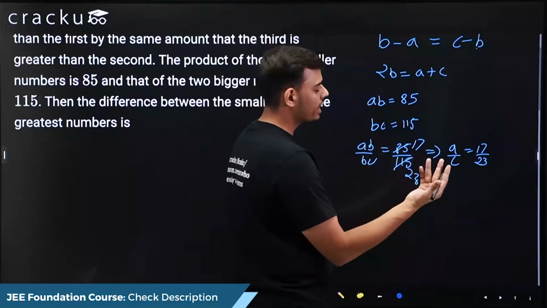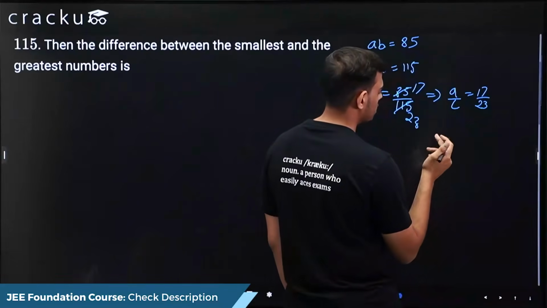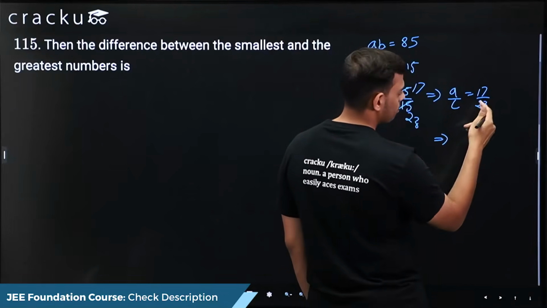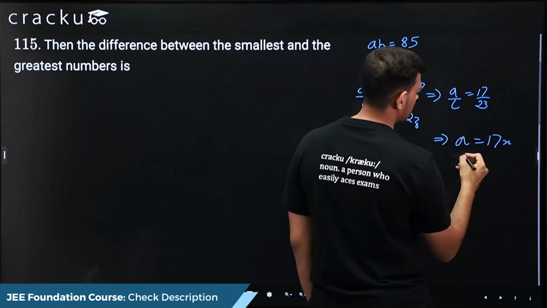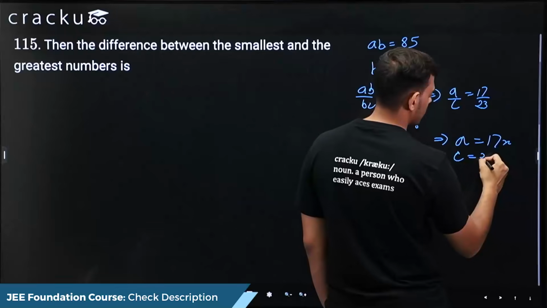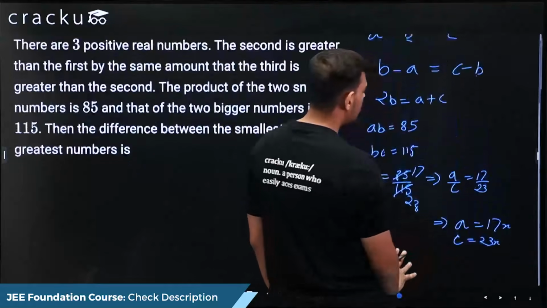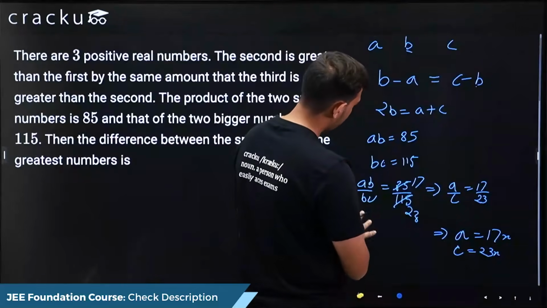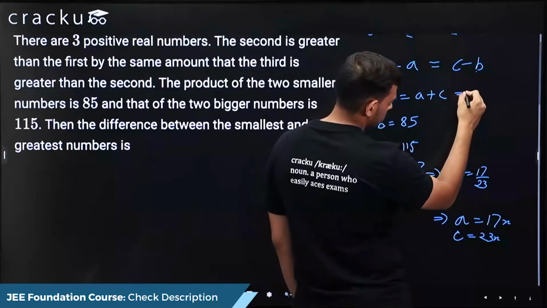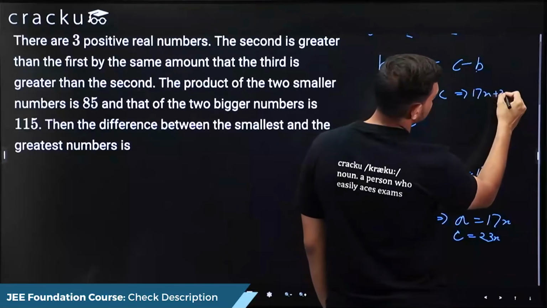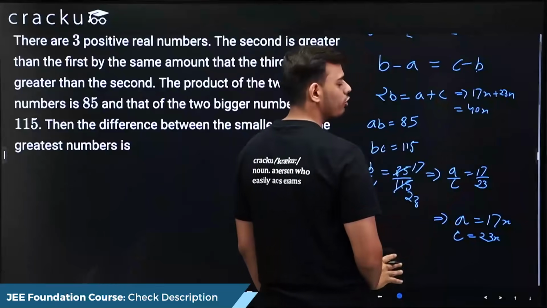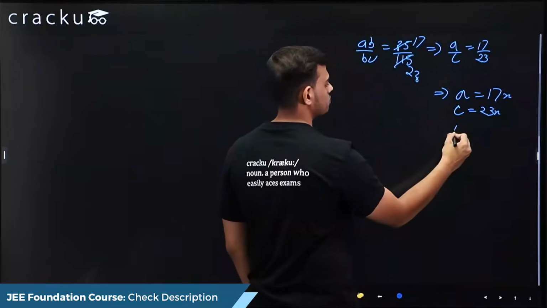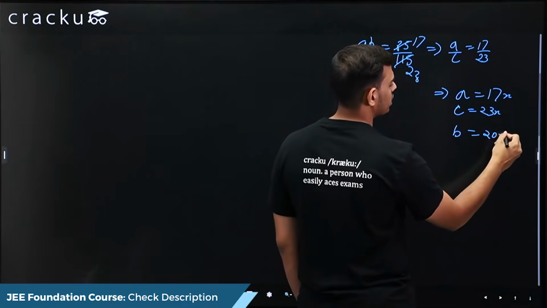If I take some kind of constant of proportionality, I'll get A equals 17x. Let's say x is the constant. C equals 23x. What will be B? 17x plus 23x. 2B equals 40x. B will be 20x. What do I need to calculate actually?